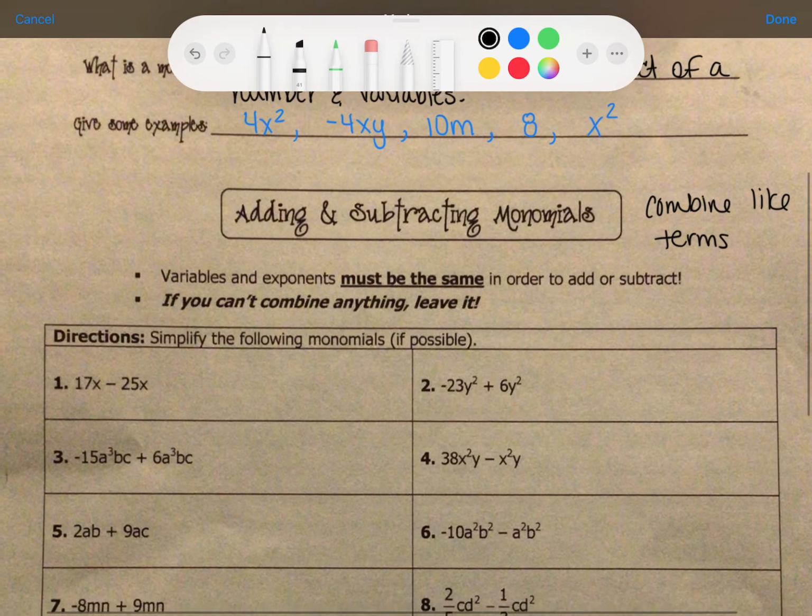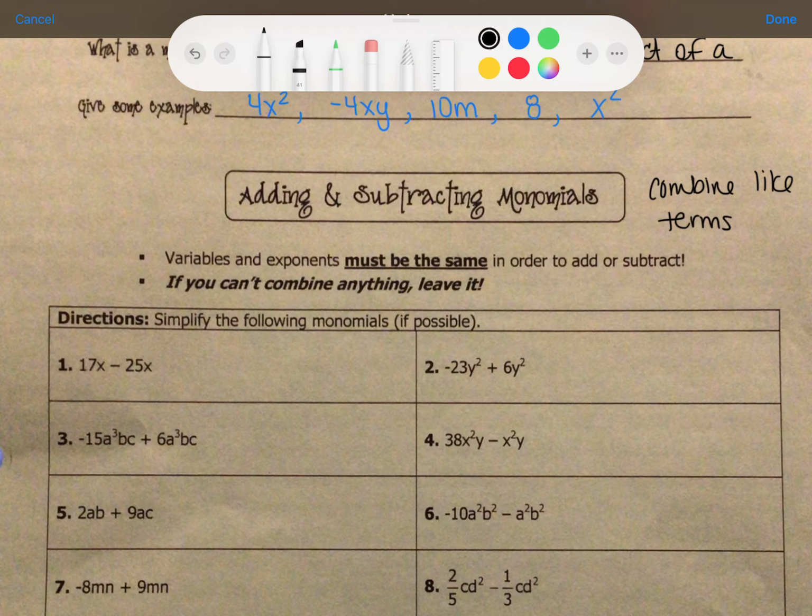All right, so if you take a look at the first one here, it says that variables and exponents must be the same in order to add or subtract. If you can't combine anything, you're going to leave it. So number one, you want to look at both of those terms, and they are monomials, so we're going to be subtracting these two monomials. So we have 17x minus 25x. And so what we have to do here is subtract because the signs are different. If you have a handy-dandy calculator nearby, you can use that. Some of you already know what 17 take away 25 is, and that's negative 8. Keep the variable. We're not going to add any exponents, and we're not going to lose any variables. So this combines to give me a negative 8x.